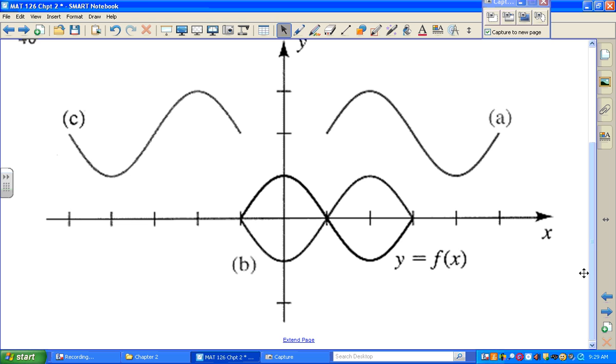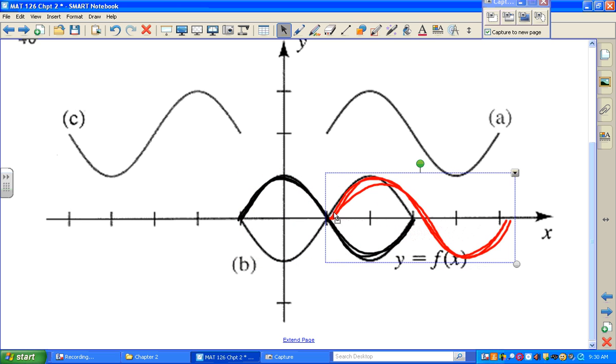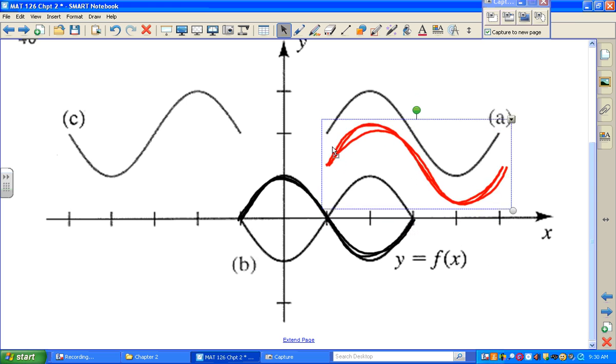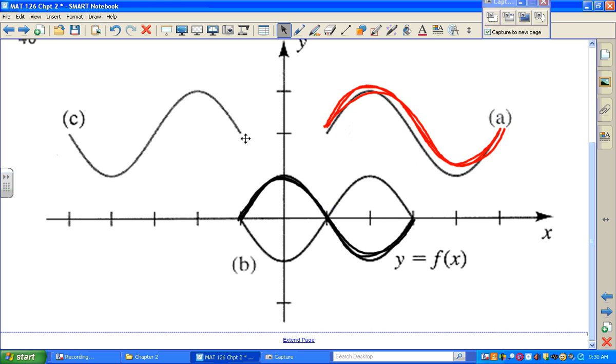The original graph is this one. That's my original graph. Plain red. All right. I'll use the red. All right, so how do I get the answer in part A first? What do I have to do with the graph in red to get over to A? Move it over 2. 1, 2, and then what? Up 1, up 2. So you write the answer, f of x minus 2 plus 2.